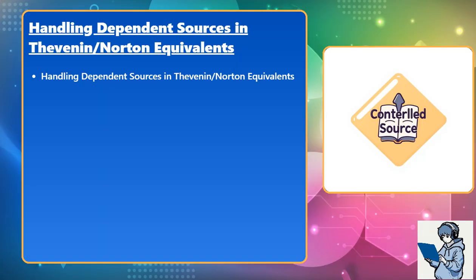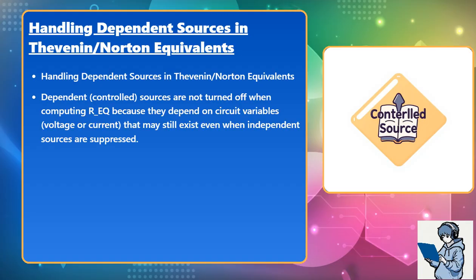Handling dependent sources in the Thevenin-Norton equivalence. Dependent or controlled sources are not turned off when computing R sub EQ because they depend on circuit variables, voltage or current, that may still exist even when independent sources are suppressed. Two common ways to find R sub EQ with dependent sources.